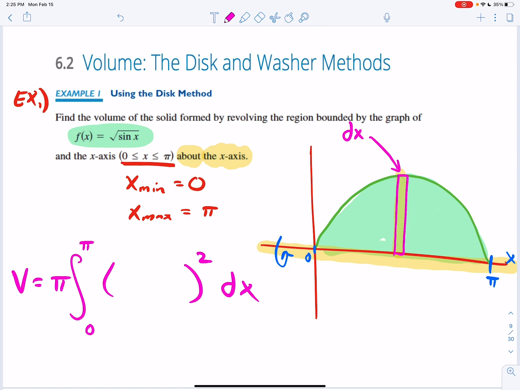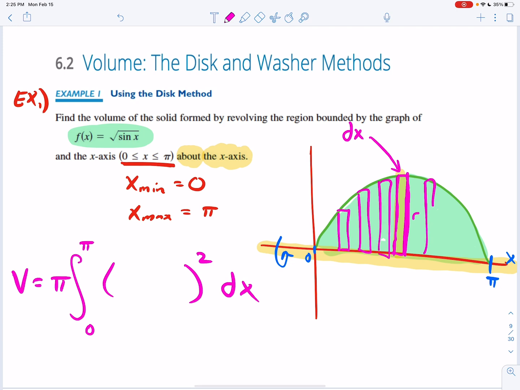Now the radius is this right here. That's how tall your function is. So going from the x-axis all the way up, that's really just your function, okay? And notice how the height changes, right? So if you input your function, it will follow according to wherever you are on the x-axis, okay? So you're just going to put in whatever f of x is. In this case, it's the square root of sine x. All right?